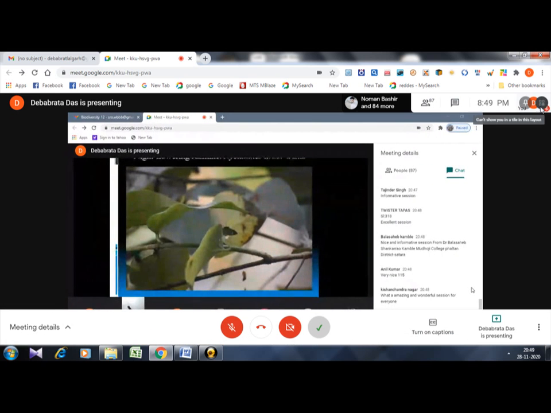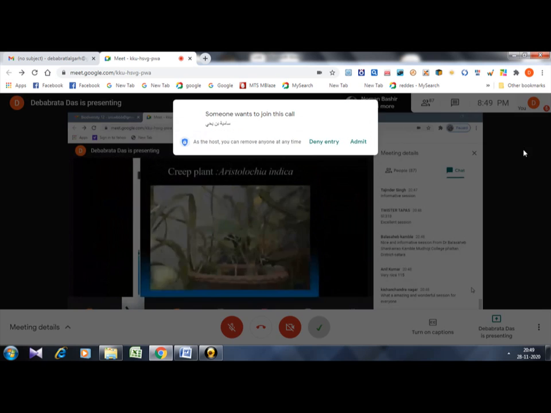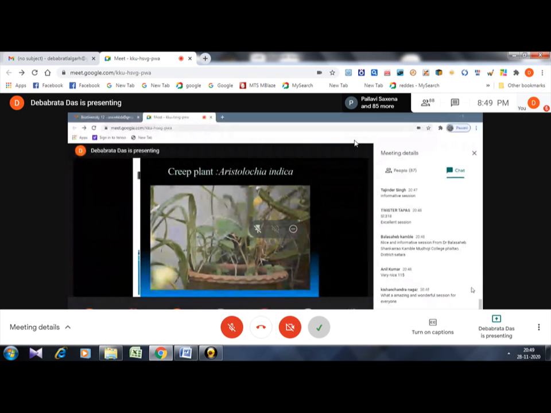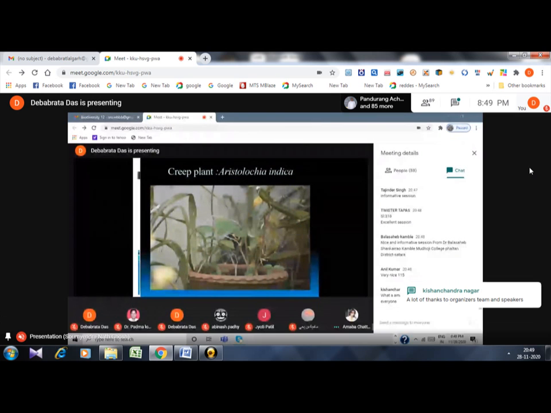So next we go to the creeper plant, Aristolochia indica, Ishwarmul. This plant is very important for the survival of the common birdwing and the southern birdwing. So it is a very important plant. You can see the plant.